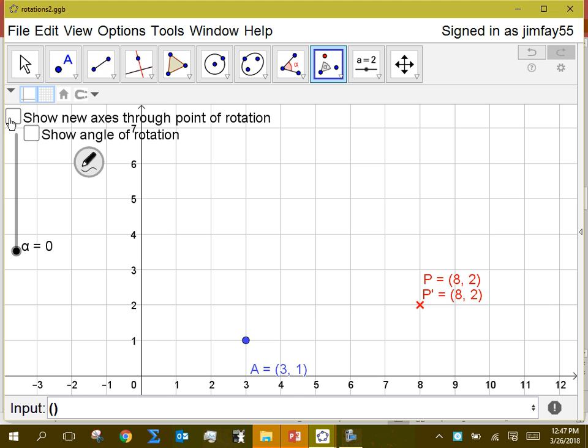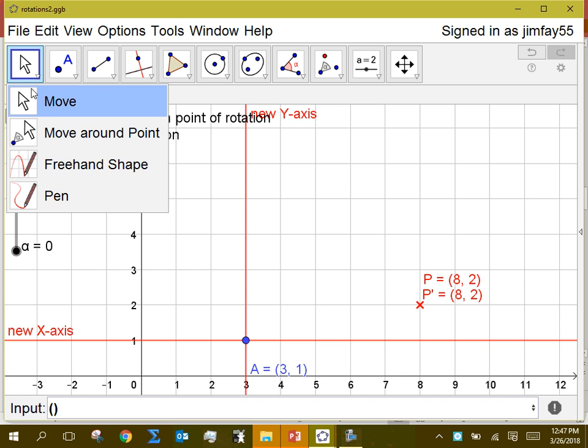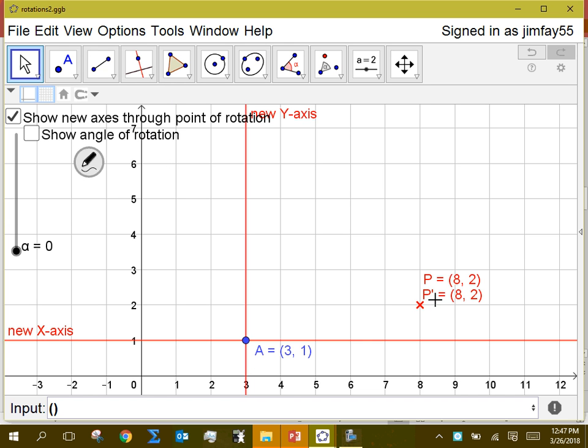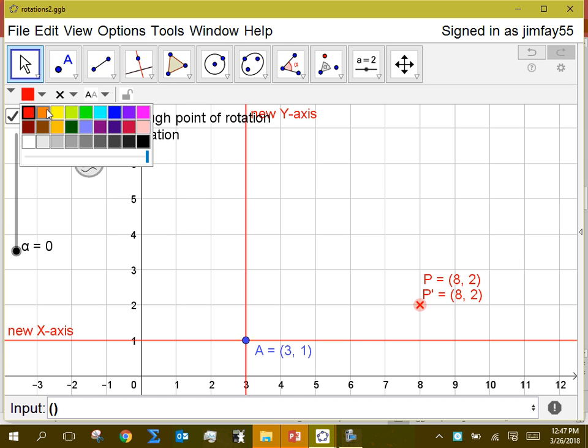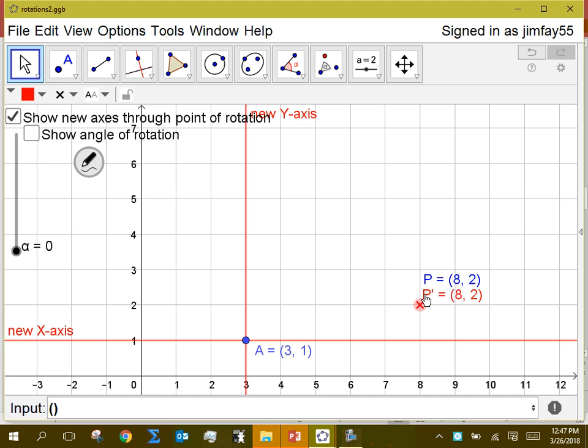First thing, this is your point of rotation. So you're going to put in your set of fake axes. You see it says new axes, new x-axis, new y-axis. Those are your pseudo axes. Making that point A now your pseudo origin. Okay. All right, so I'm going to do everything here in red.